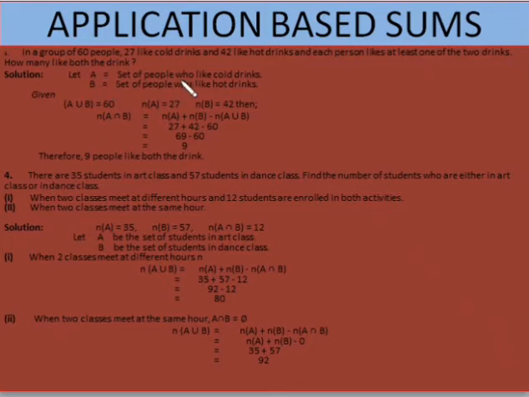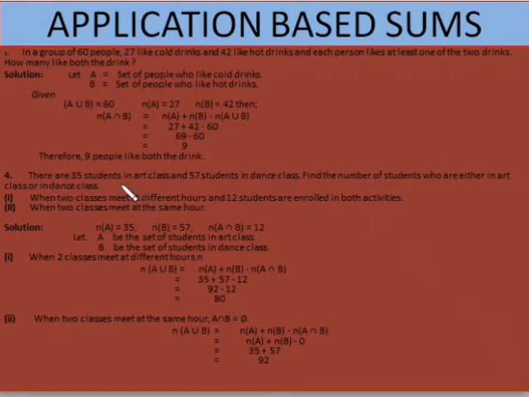Now let A be the set of people who like cold drinks and B the set of people who like hot drinks. So n(A) is equal to 27 and n(B) is equal to 42. And the union means the number of people in the group, which is 60, so n(A union B) is equal to 60. Now n(A intersection B), we know the result, is n(A) plus n(B) minus n(A union B). We put in all these values and we get 9. Therefore 9 people like both drinks. Students, focus here: both means intersection. Now come to the next question.